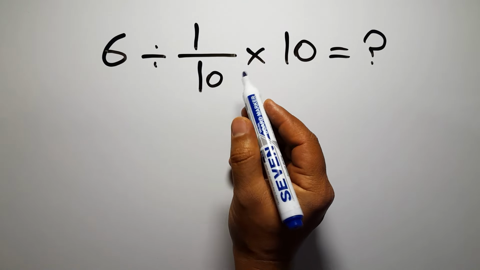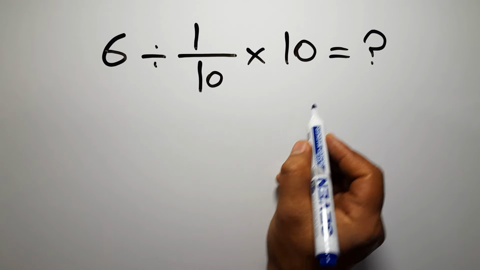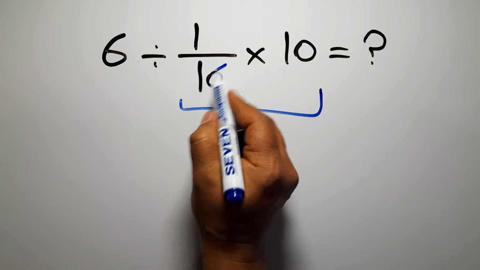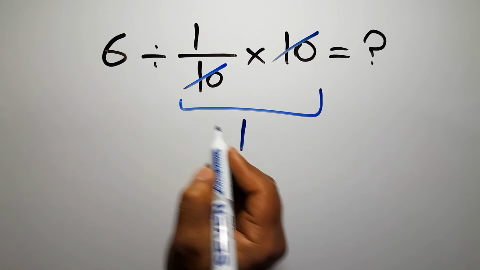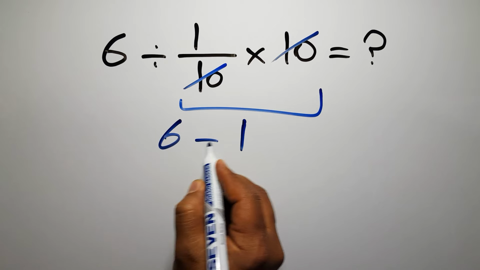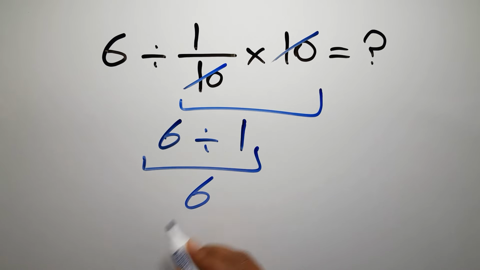First, we do this multiplication, 1 over 10 times 10. We can easily cancel this 10 and this 10, so we have just 1. And 6 divided by this 1 gives us just 6.